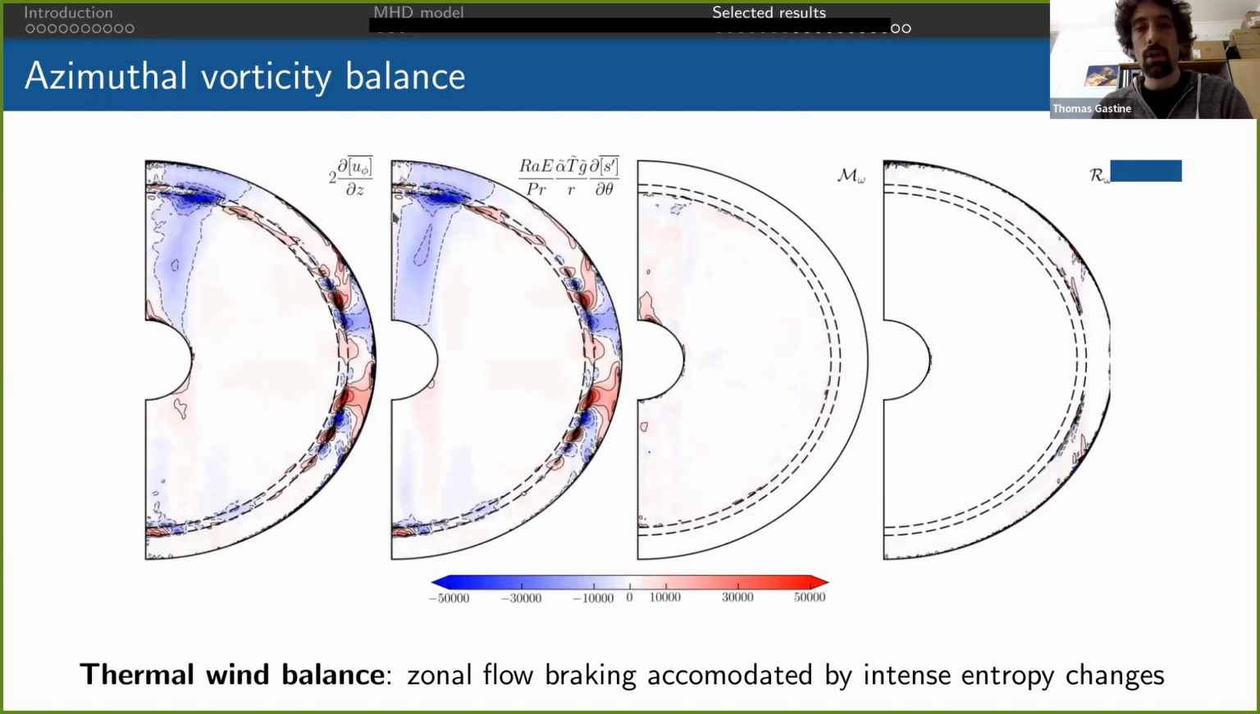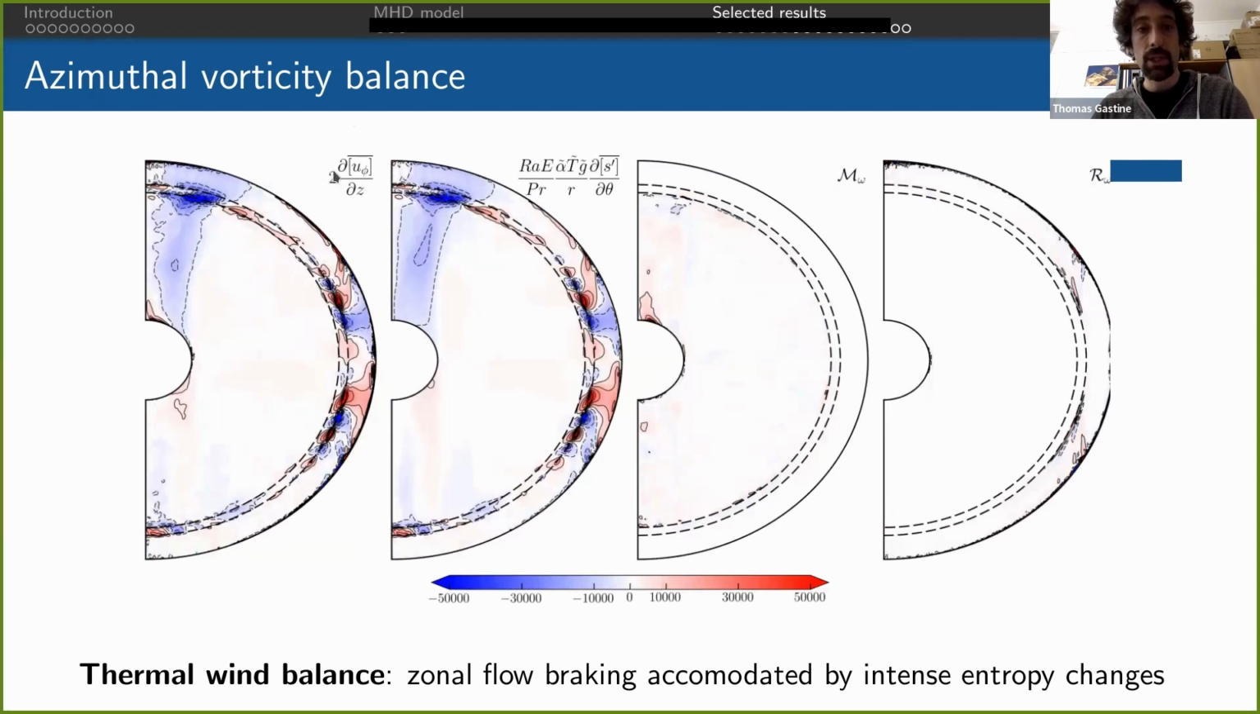So this is the curl of the Coriolis force. This is the curl of the buoyancy force. Then the curl of the Lorentz force, and then the curl of Reynolds stress and inertial terms. So those last two bits are very tiny. And the main balance we recover is a balance between Coriolis and buoyancy. So we end up with the so-called thermal wind balance.